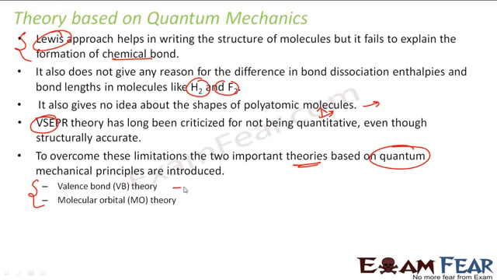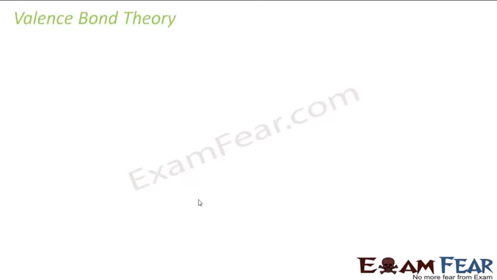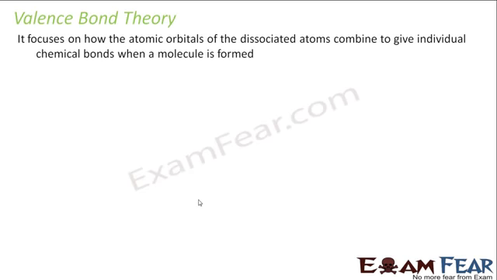Valence bond theory generally gives the shape, and the molecular orbital theory generally gives the properties of the molecule, whether it is paramagnetic, what is the bond length, is it stable or not. So it's more about the chemical properties of the molecule given by the molecular orbital theory, and the shape is mostly given by the valence bond theory. So we learn valence bond theory now.